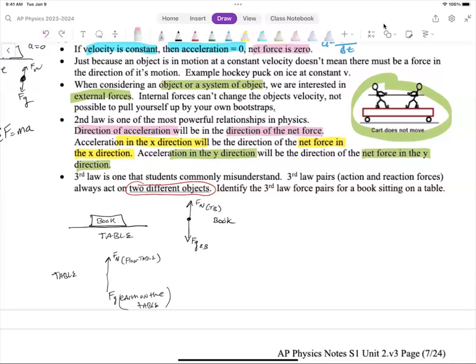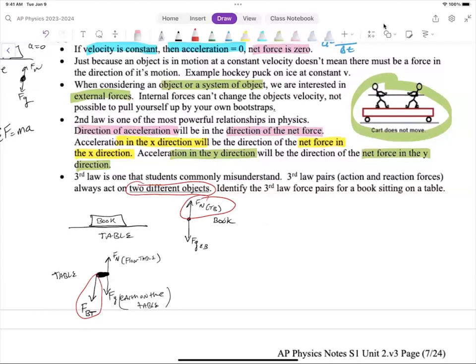Isn't the book also pushing down on the table? This is the force that's being applied by the book on the table. Okay. And there's my third law pairs.